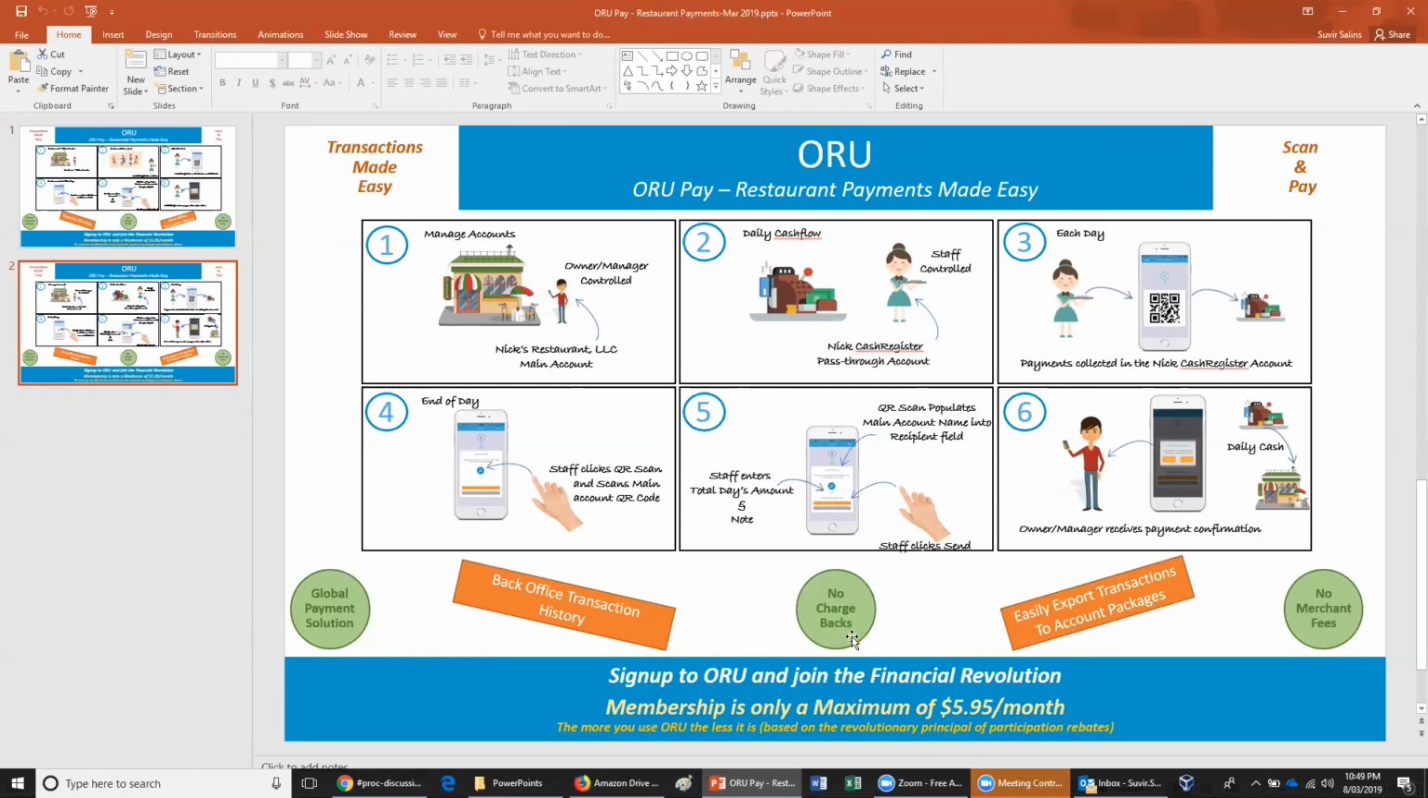And remember, there are no chargebacks in ORU. If you do have a dispute, you can raise that directly with ORU, and they would resolve that the old-fashioned way rather than in the current system where the banks and merchant processors are getting hit with huge chargebacks for false claims. So global payment solution, no chargebacks and no merchant fees, makes this an amazing ORU Pay solution, a payment solution that is simple, it's fast, and it's fee-free.